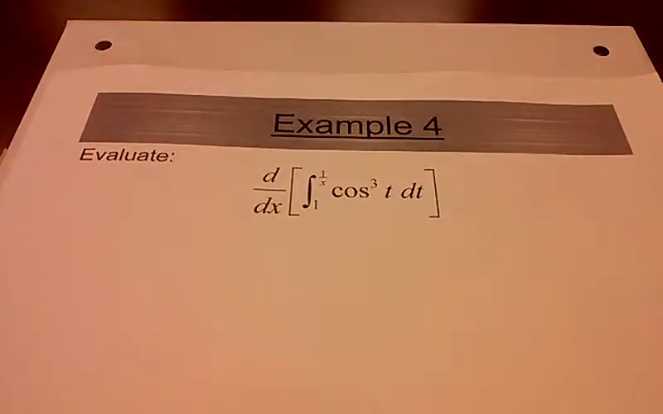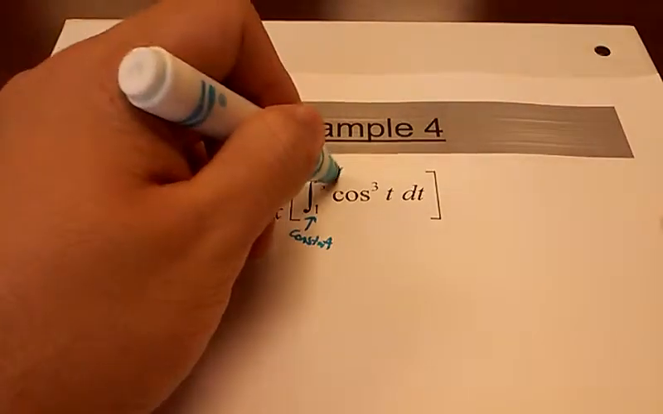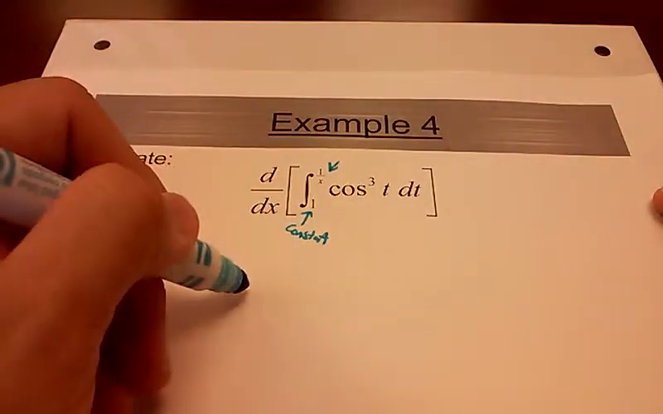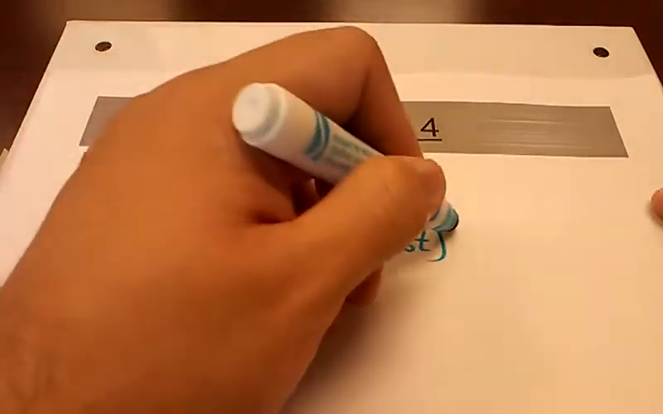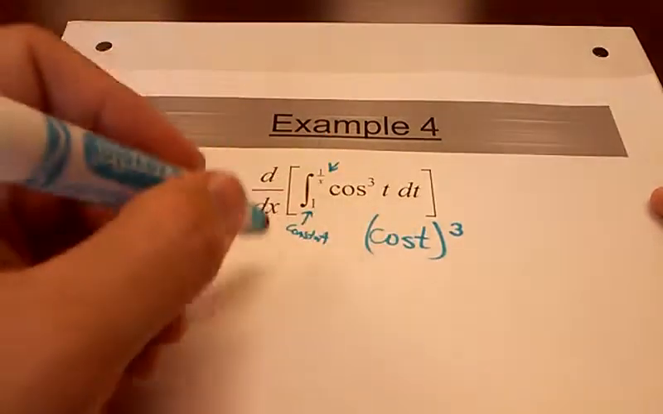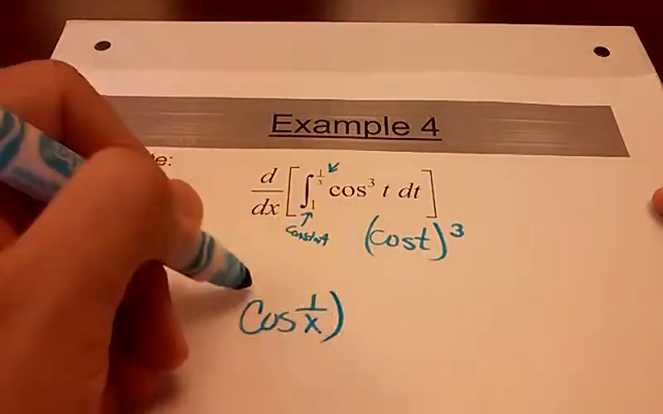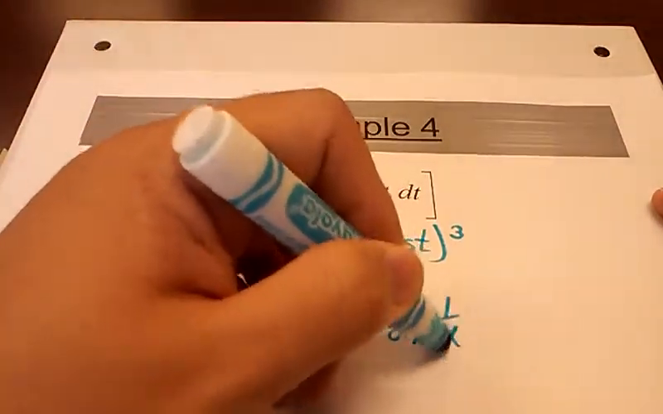All right, another one to look at would be if we wanted to find the derivative of the integral from 1 to 1 over x of cosine cubed t. Notice that this is a constant, and also notice that this is not just plain old x. So you can rewrite cosine cubed of t as cosine of t, cubed. All right, so what I'm going to do is first plug in 1 over x into my t, so I'm going to have cosine of 1 over x, cubed, but then make sure that you go back and you take the derivative of 1 over x.